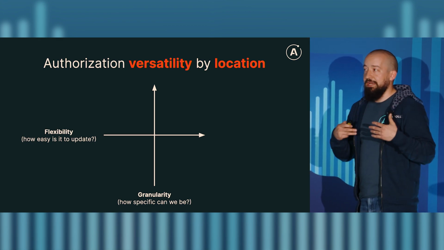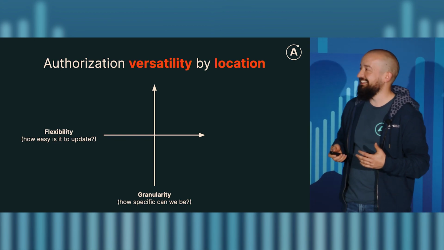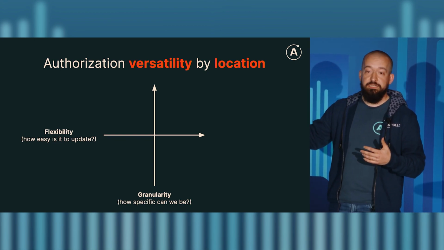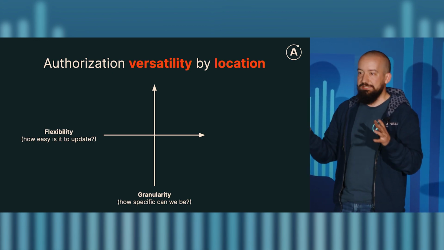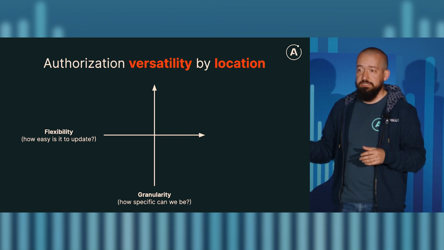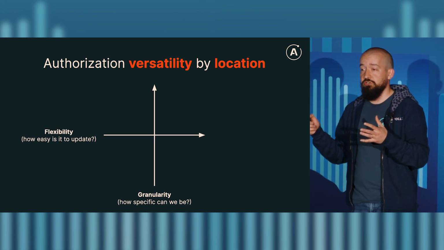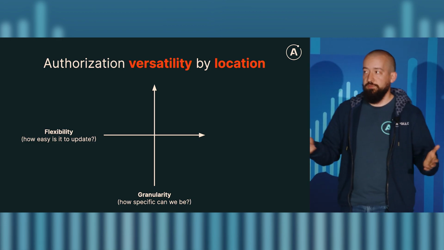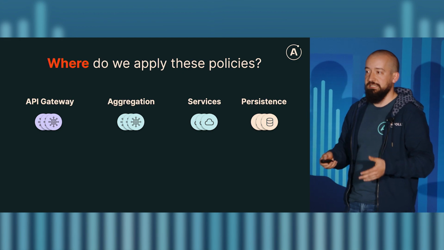So I'm gonna lean back on my consultant background, and I'm gonna pull out a matrix here, okay? This is my way of understanding the world. And in this way, we can measure two different things: the flexibility on the x-axis, or how easy is it to update the policies, and granularity, or how specific can we be? So are we securing a column? Are we securing a database? Or somewhere in between?